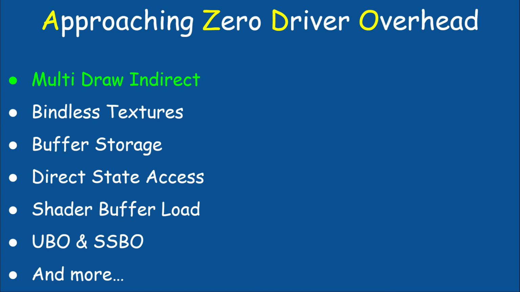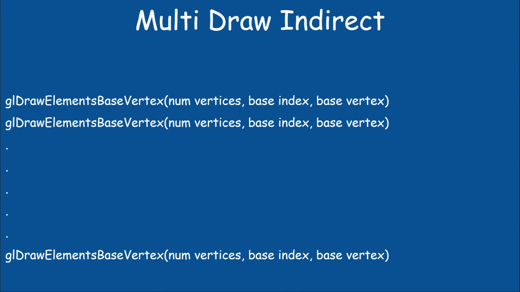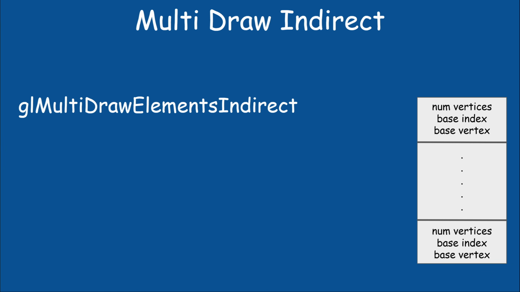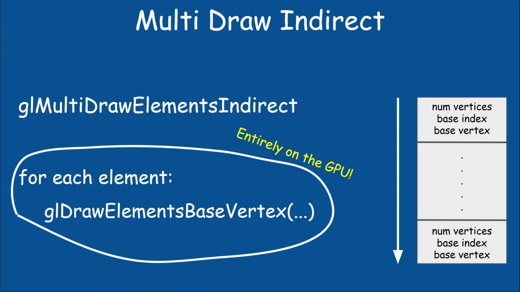The idea is actually very simple. Instead of providing the number of indices and the base vertex and index to GL draw elements base vertex, we can create an array of structures with those pieces of information. A new function called glMultiDrawElementsIndirect performs a loop over this array and calls GL draw elements base vertex for each element in the array. We will see later on that there are actually more parameters involved here, so consider this to be just pseudocode to demonstrate how this works.